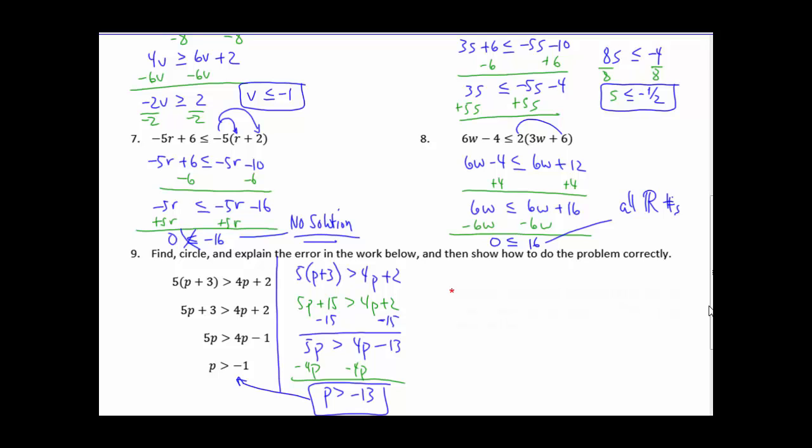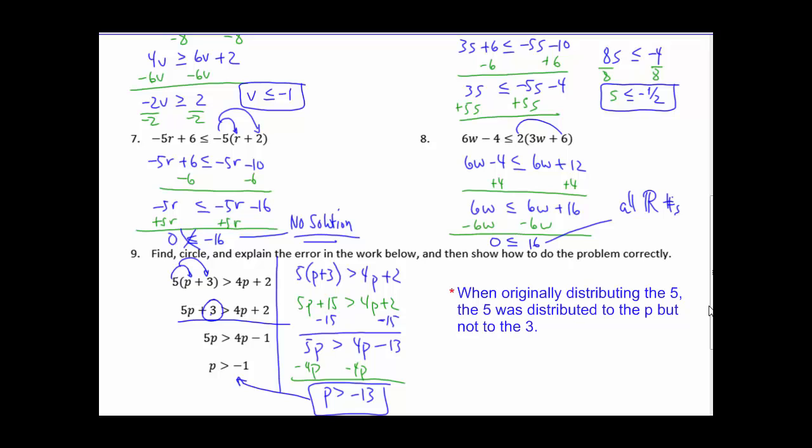So let's kind of match up. The first step, if you distribute, they got 5p, and then you should have had 15 up. There's our first mistake right there. It looks like they did everything else right. So the mistake is when distributing, what did they not do? They didn't distribute that 5 to the 3 inside the parentheses. So when originally distributing, the 5 was distributed to the p, but not the 3. In essence, we should have gotten 5 times p plus 3 should have been equal to 5p plus 15.